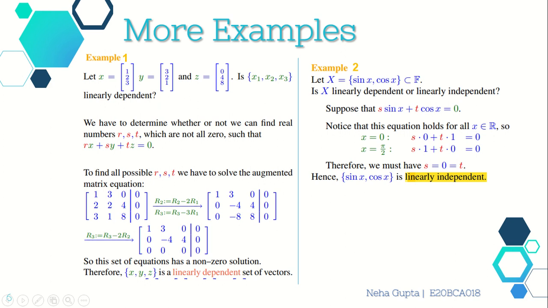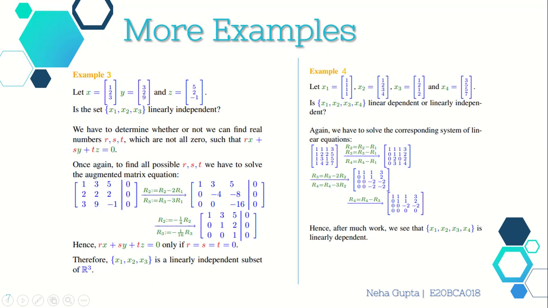Let's see example 2. Let f(x) be sin x and cos x in a function space, and we can find whether it is linearly dependent or independent. Suppose some scalar multiplication s sin x plus t cos x is equal to 0. Now, as we know that x belongs to the real numbers, let's take x equal to 0 and x equal to pi by 2. If we put the values in the equations, it will give that the scalars s and t must be 0. Hence we can say the set of sin x and cos x is a linearly independent set.